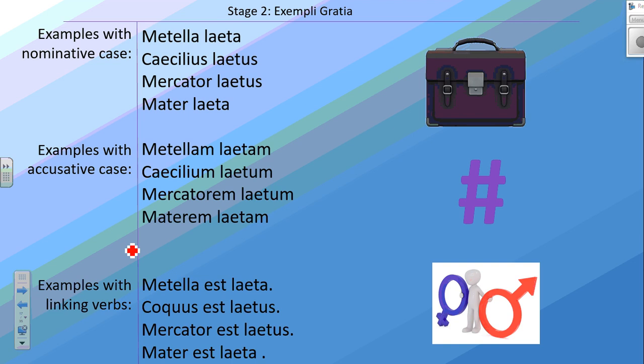And then with linking verbs, same thing. Metella est laeta, cocus est laetus, mercator est laetus, mater est laeta. So you can see it's the exact same endings still, right? You just stuck the word est in the middle of it. It's just another way to express the same idea.